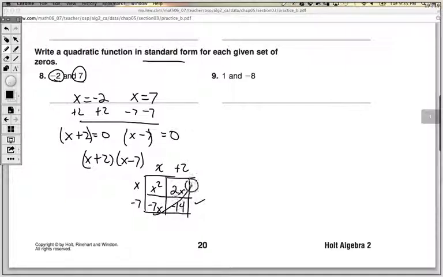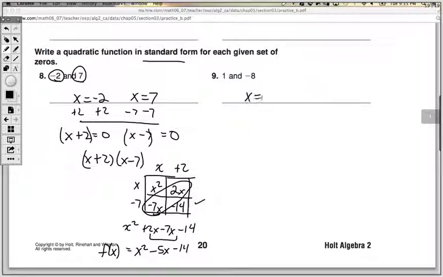Well, wait, we got to combine these because those are like terms. So we have x squared plus 2x minus 7x minus 14. And we combine these and we got x squared minus 5x minus 14 equals our function. So let's call it f of x. There you go.